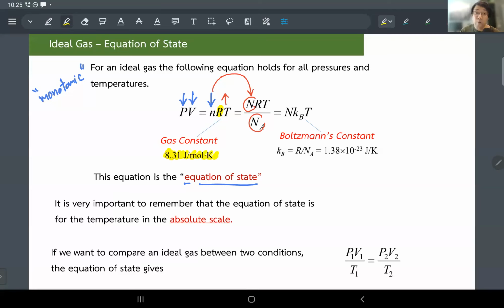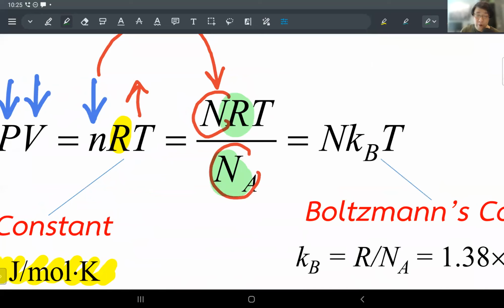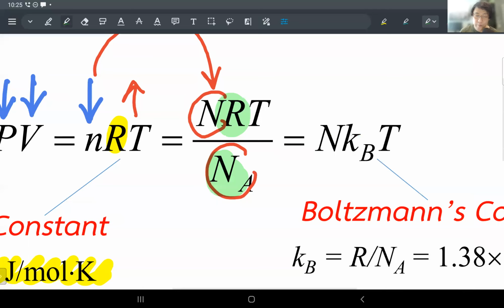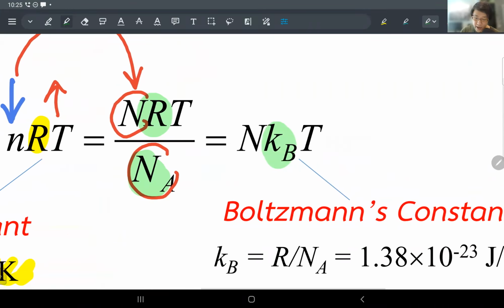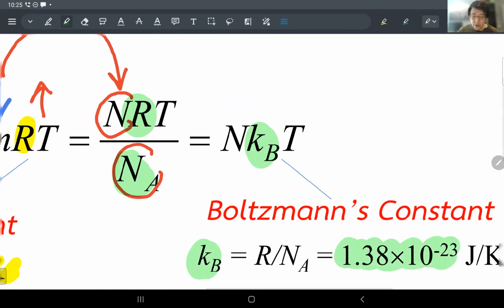Cool. And once again, if you convert this into capital N, as you can see, the R is already a constant. The Avogadro number is also a constant. So the ratio between that capital R and the N sub A, that Avogadro number, will give you another constant, and that has an extra name as well. We write it as K sub B, the Boltzmann constant. It has a fixed value as well, around 1.38 times 10 to the negative 23 joule per Kelvin.